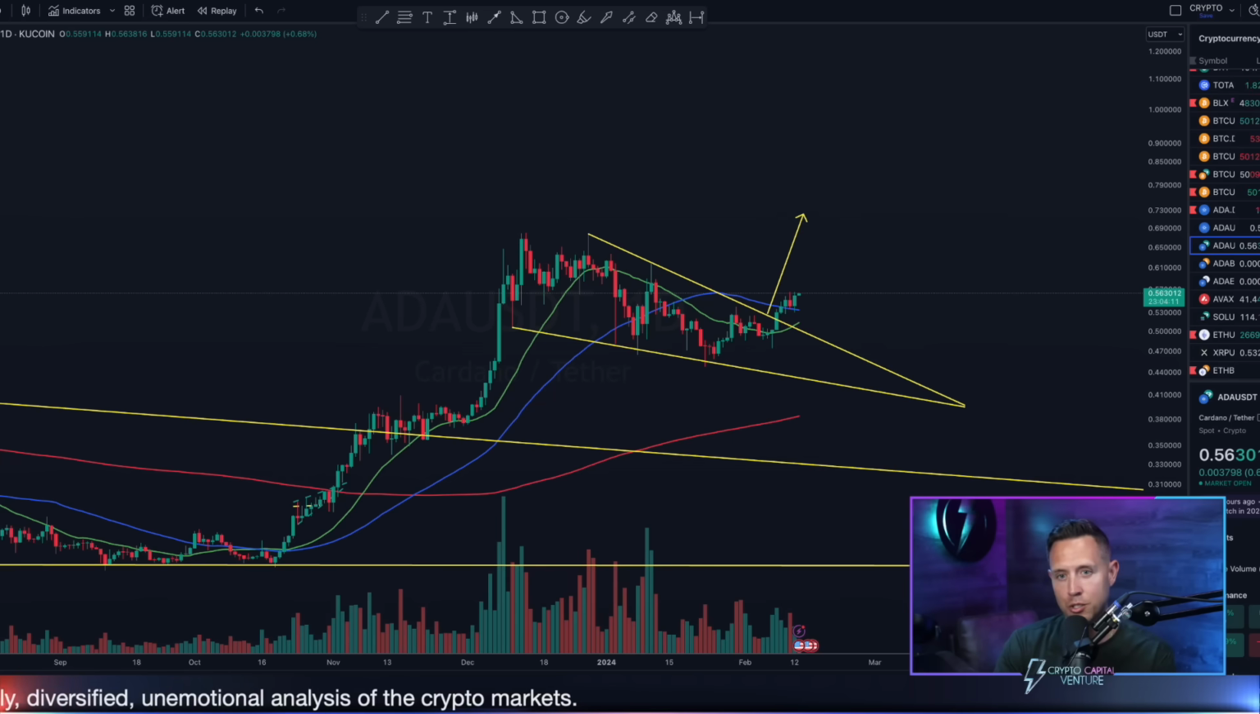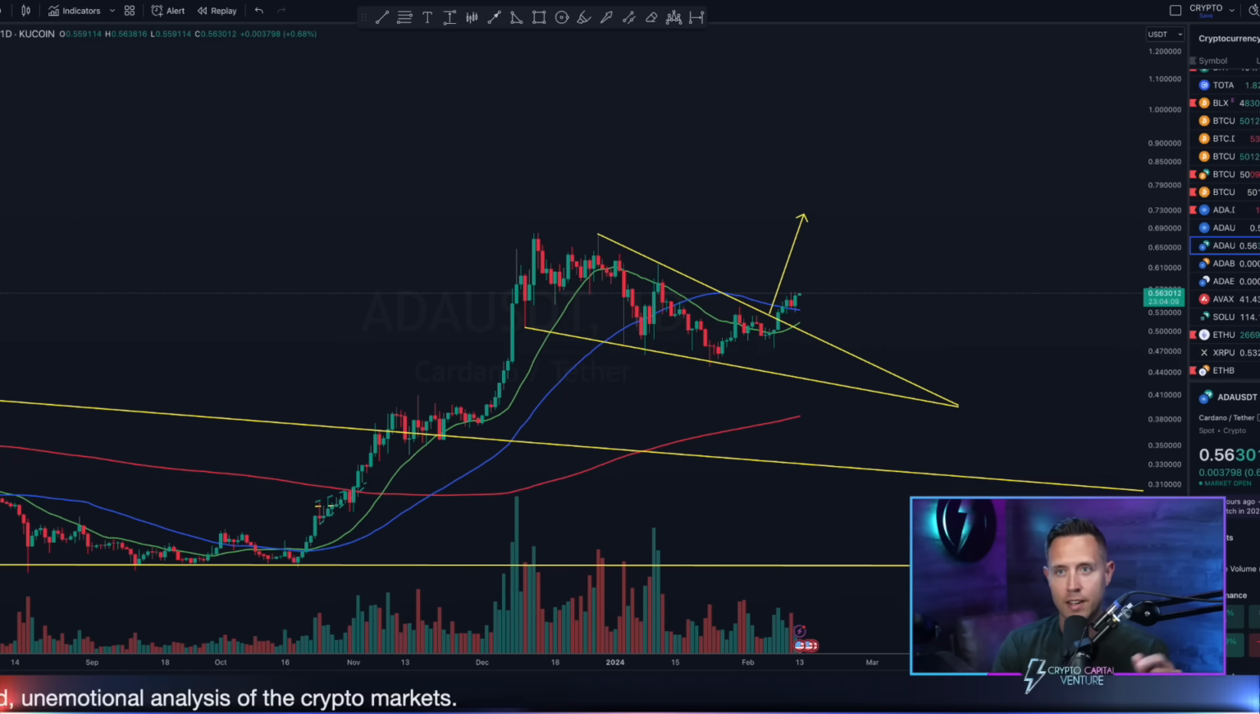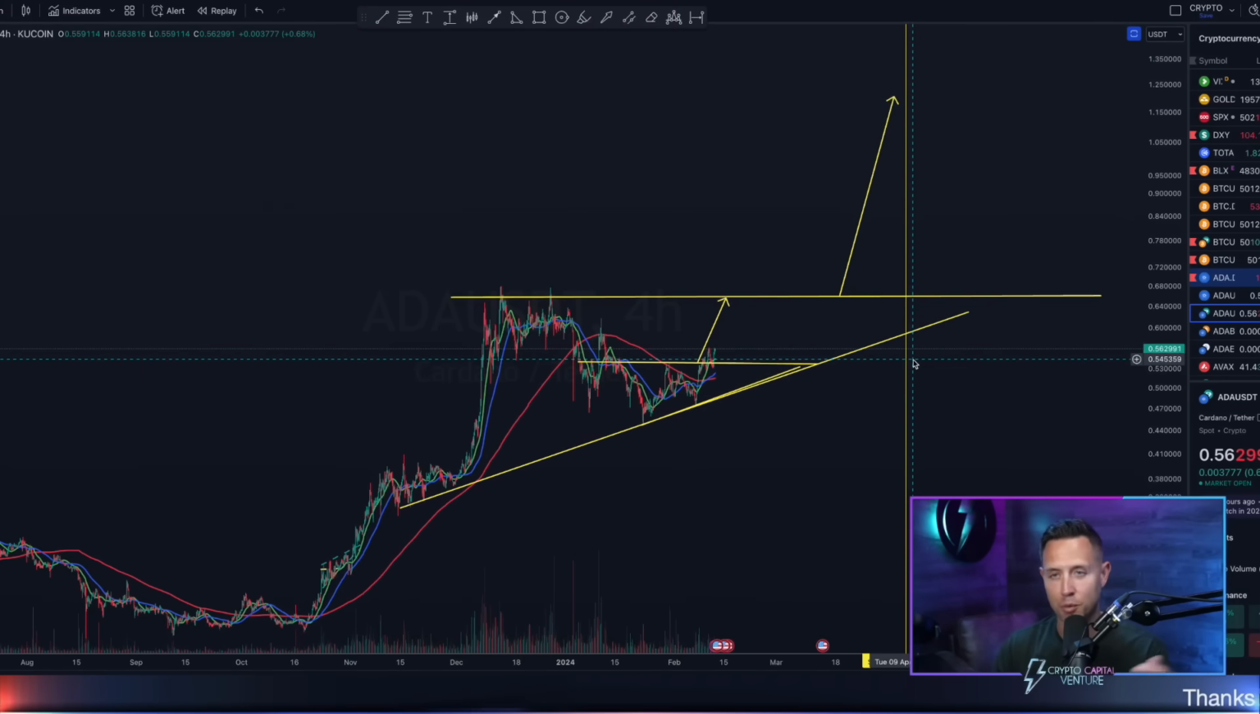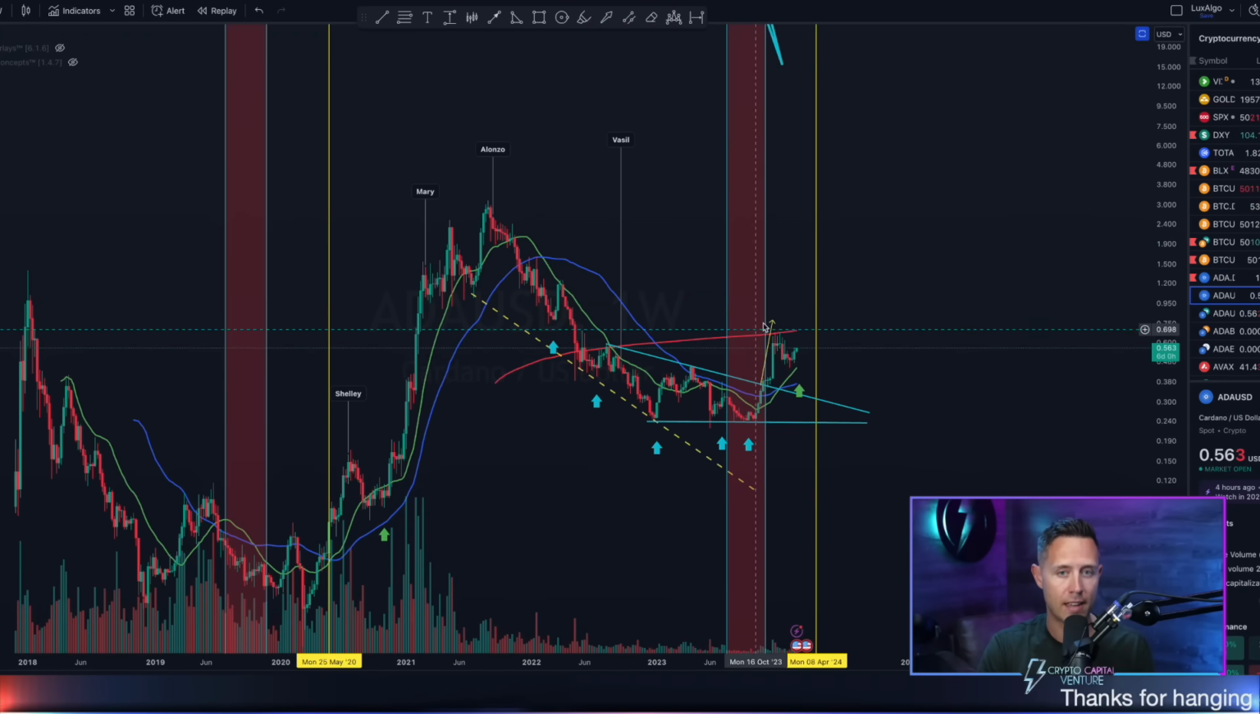We're also going to dive into the shorter term, the daily chart, even the 4-hour chart. We're going to talk about the path to $1 and above and why it's so important when we're looking at something like the weekly chart over here. Let's start on the weekly.